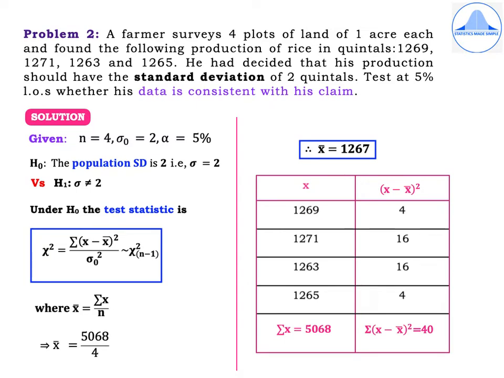Similarly, 1271 minus 1267 is 4. 4 square is 16. 1263 minus 1267 is minus 4, and minus 4 square is 16. 1265 minus 1267 is minus 2, and minus 2 square is 4. So we get summation x minus x bar the whole square is equal to 40.